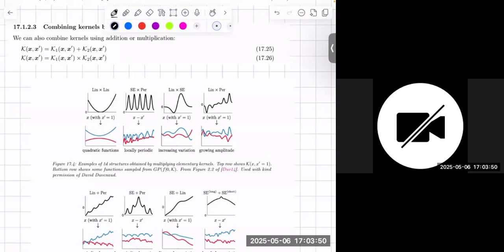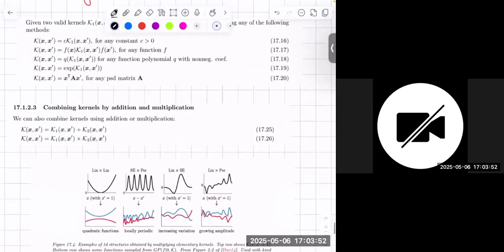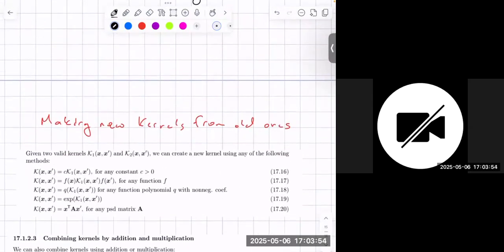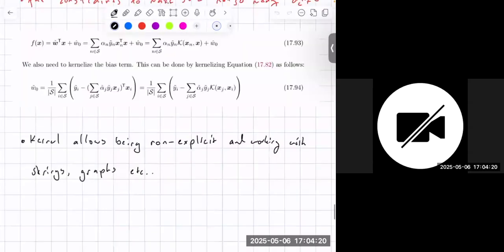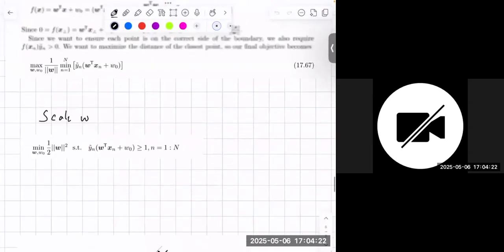That's something you could do with kernels to fit them better. And that's not the only thing you could do. You could take a constant, multiply your kernel with that. You could put a function on top of your kernel. You could put it inside a polynomial. You could exponentiate it. Or you could do a matrix change, etc. Okay. So this is all possible. It gives you like a lot of flexibility. Okay. Very good. That's all I wanted to say about kernels. Let me go to the classical machine learning discussion.